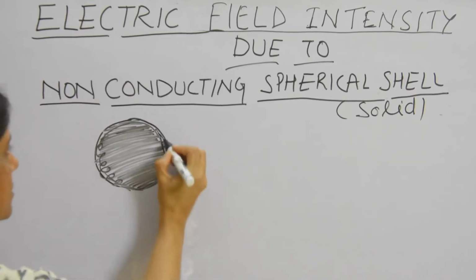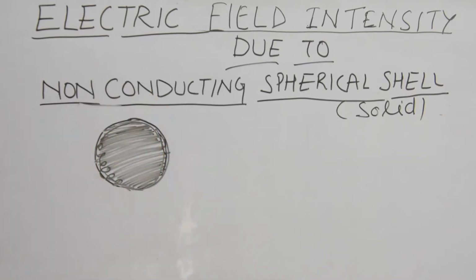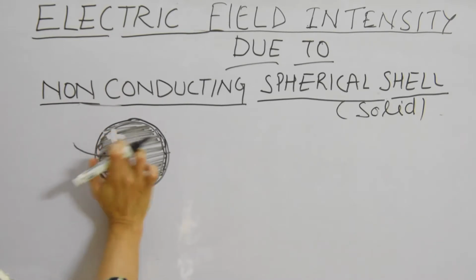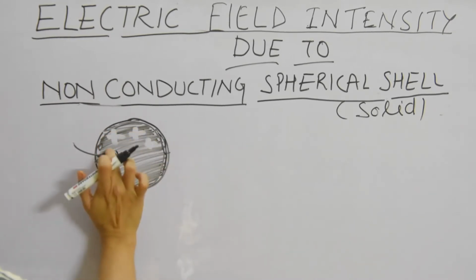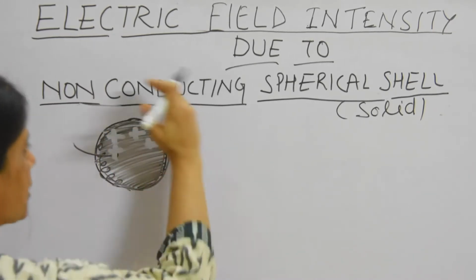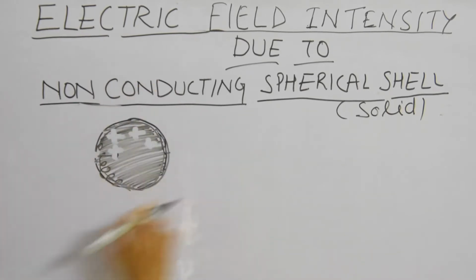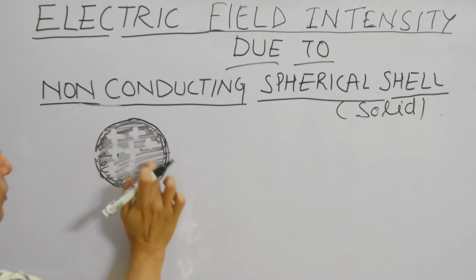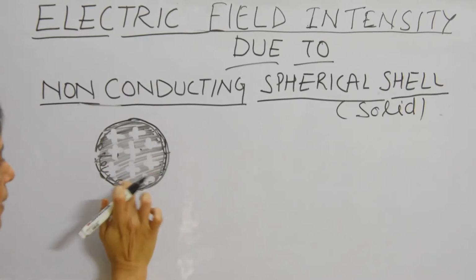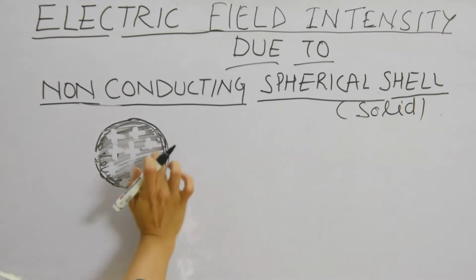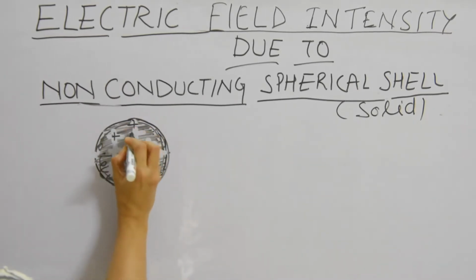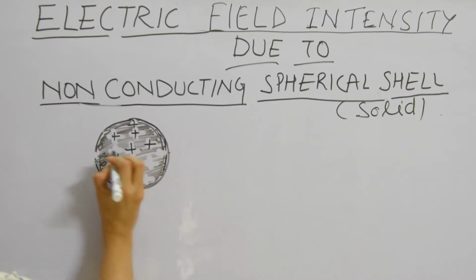This sphere is non-conducting, which means if we supply charge to it, it will not conduct. If it were conducting, the charge would be pushed out. Since it is non-conducting, the charge will spread uniformly throughout the sphere. If you give charge, it will be uniformly distributed.